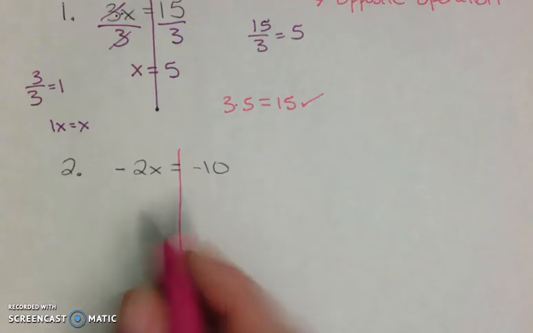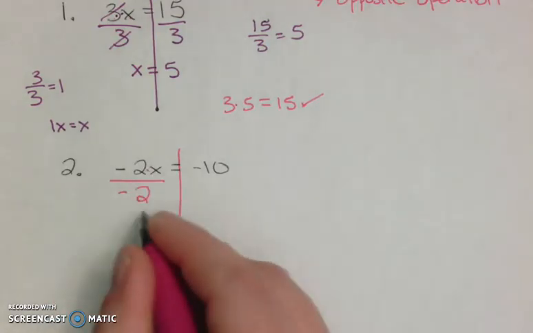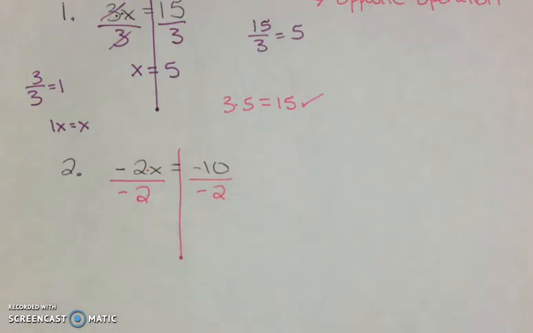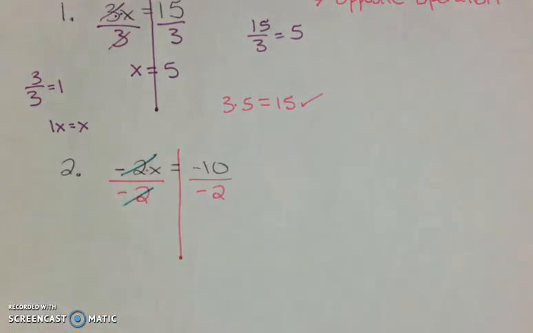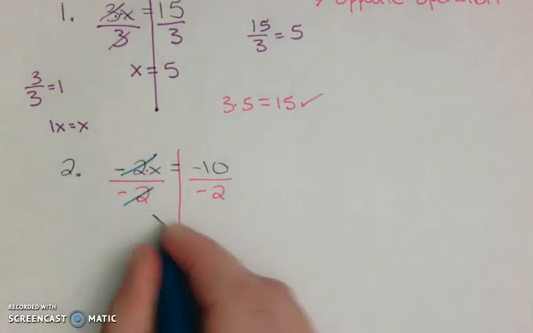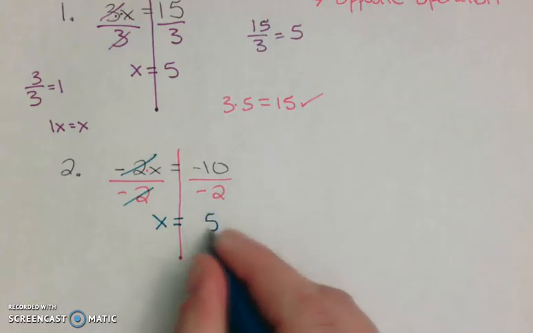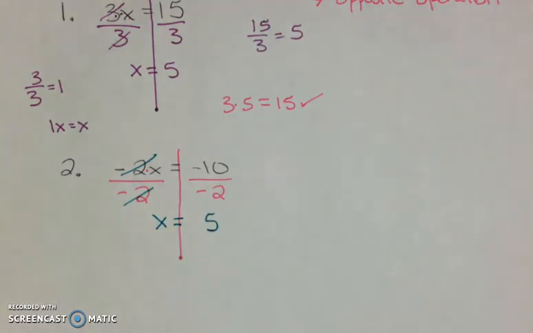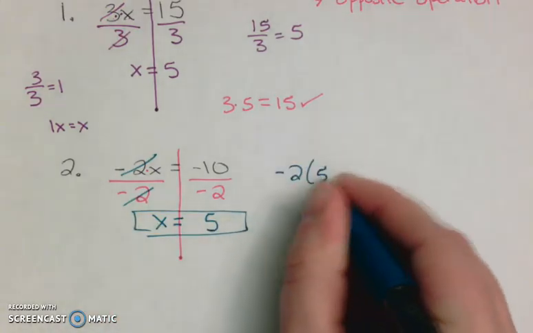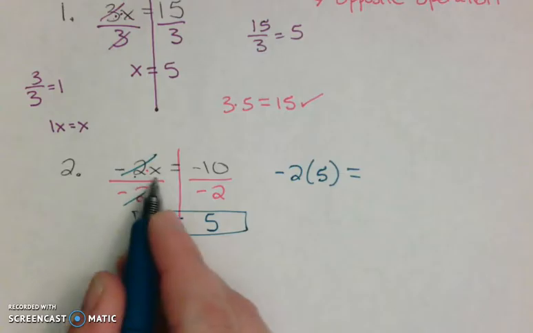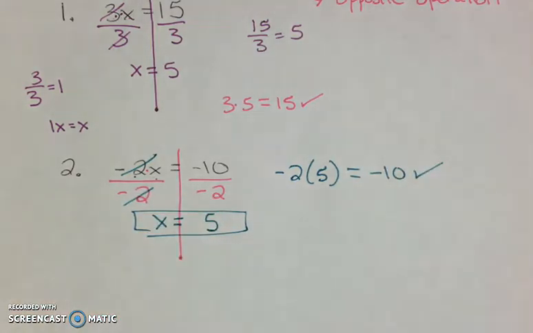Okay, now we're going to solve. So this is multiplication, so I do the opposite. I'm going to divide. What I do to one side, I do to the other side. And I see here, negative 2 over negative 2, bam, bam rule. Those cancel out. Leaves me with just an x on this side. Bring down the equal sign. 10 divided by 2 is 5, and a negative divided by a negative is a positive. So I get x equals 5. And then I check. Does negative 2 times 5 equal negative 10? If I multiply these, that equals negative 10. Check. That's correct.